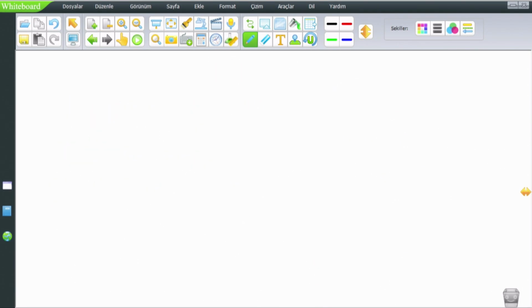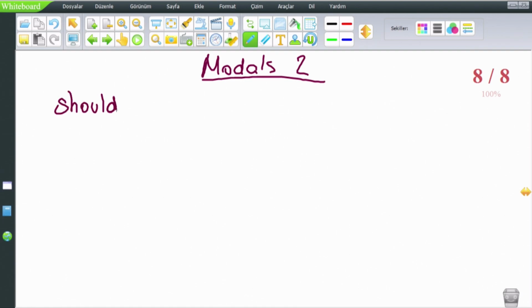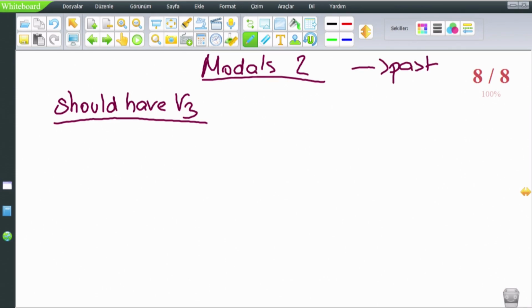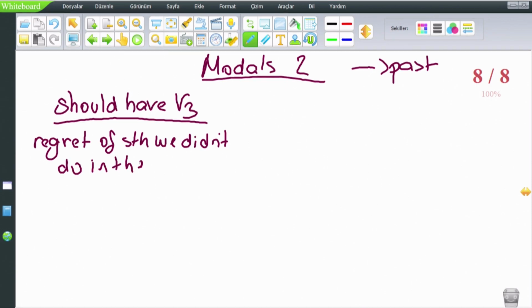Then we talked about modals 2. We started with should have verb 3. In modals 2, we're talking about past. Should have verb 3 means regret. We regret something we didn't do in the past.